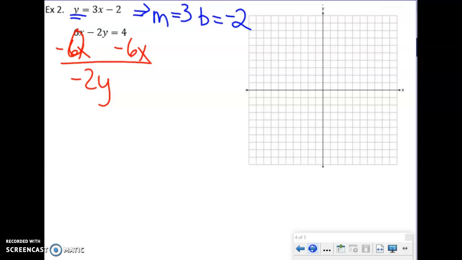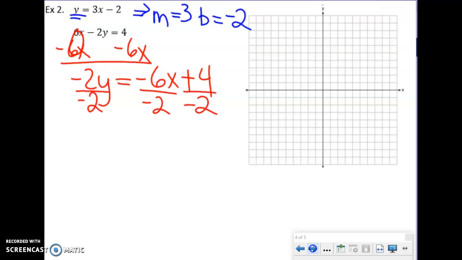takes it away from this side, puts it over on this side as negative 6x plus 4. Do not add or subtract unlike terms. You can't do it. Now, let's go ahead and do the last step, which is to divide by negative 2. Always undoing the operation that's being posed. So if it's multiplying by negative 2, I divide by negative 2.